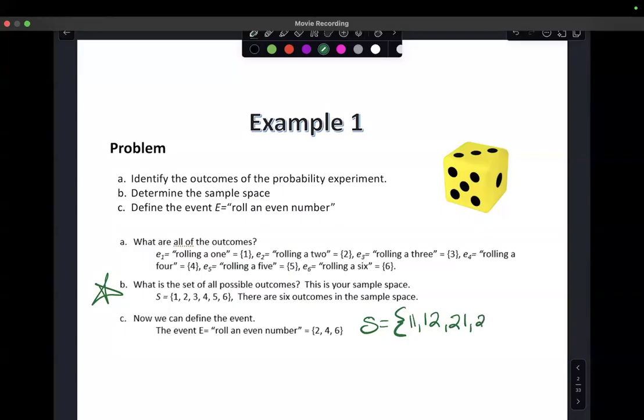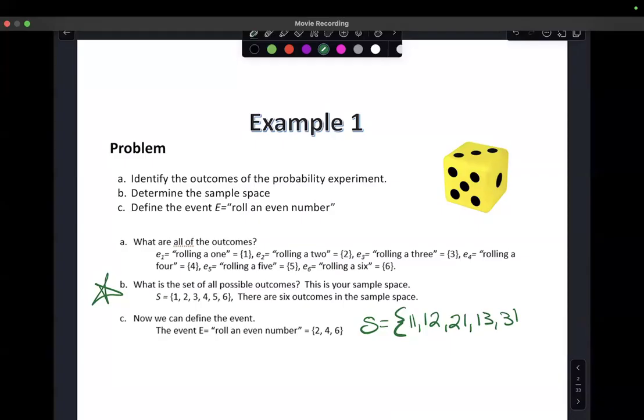Then I'd have 2, 2, or I'd have 1, 3, but then I'd also have 3, 1, etc., etc. So it's two separate outcomes. That's why we get 36 with rolling two dice. So that is something really important to think about. I'm saving the flipping coins for a minute.